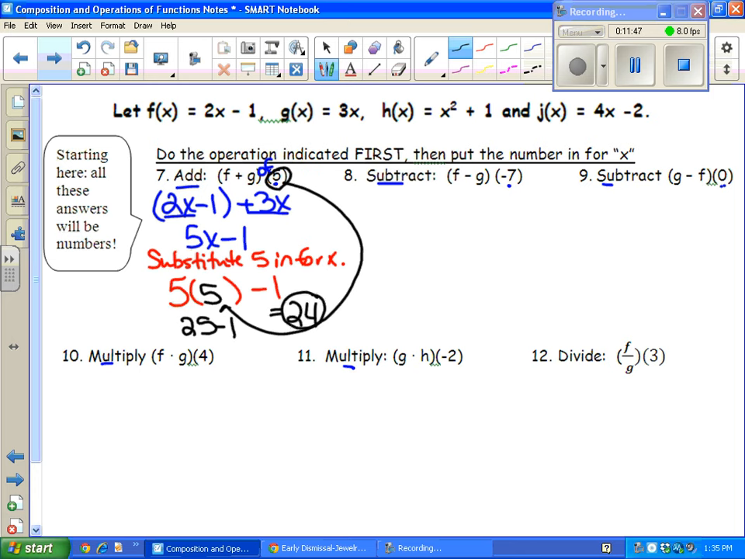So starting here, if you'll see my little note on the side right here, starting here, all of these answers will be numbers. That's because all of the of parts are now numbers and not letter x.